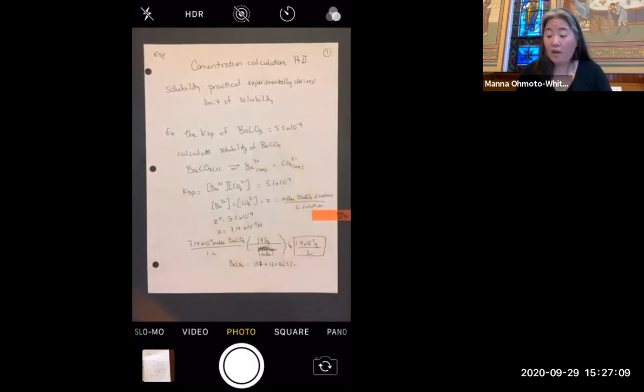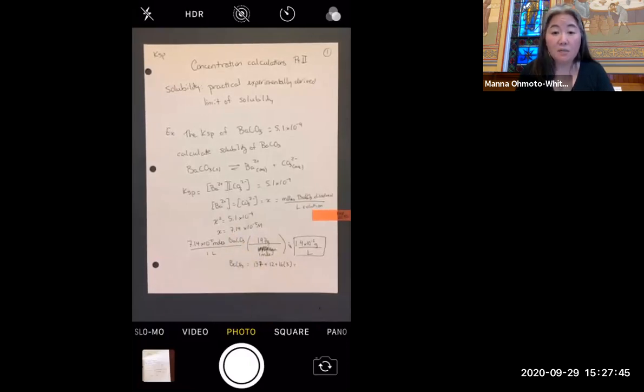Well, when I have dissolved barium carbonate, I create as many moles per liter of barium ions as carbonate ions. So these two concentrations are going to be equal at equilibrium. I can just call them x. And that x is going to be equal to the number of moles of barium carbonate that was dissolved per liter of solution. So that's the limit. So x times x is x squared. x squared is equal to 5.1 times 10 to the negative 9th. x is equal to 7.14 times 10 to the negative 5th molar.